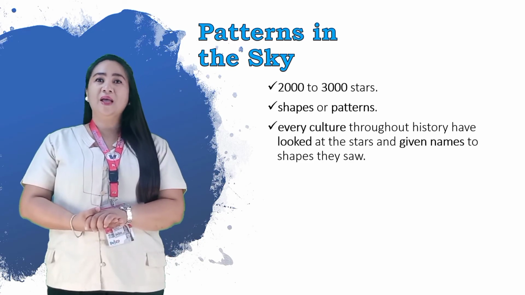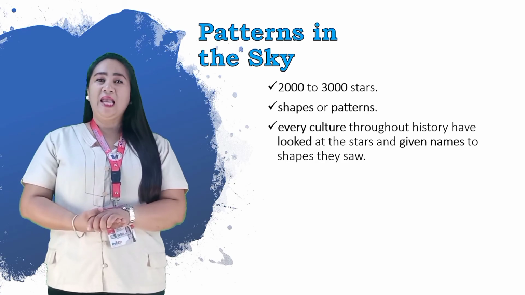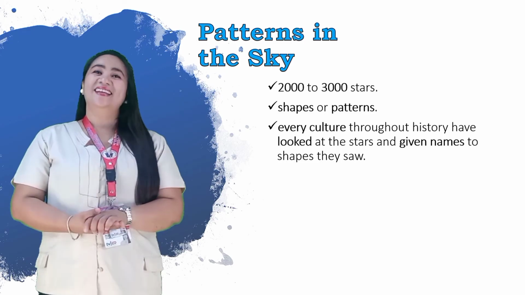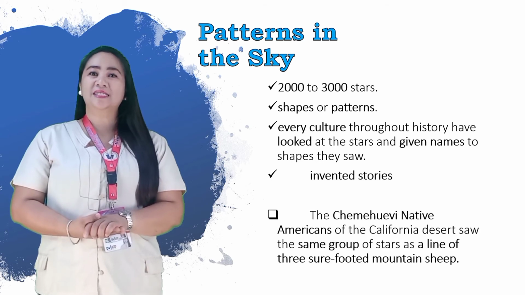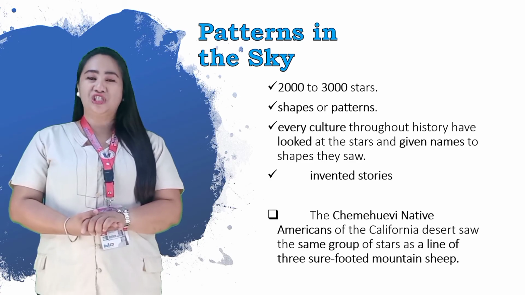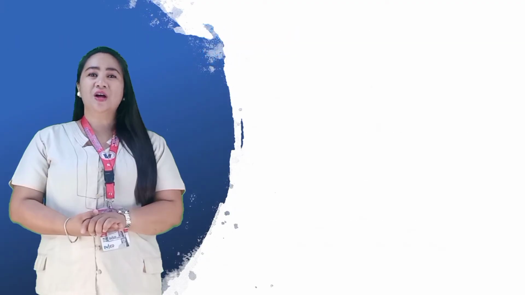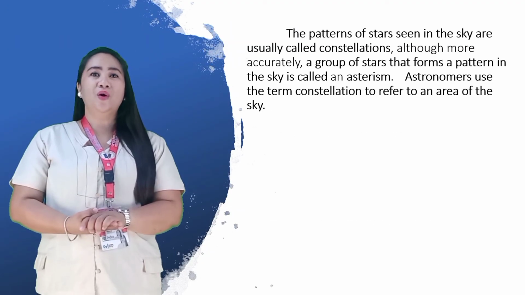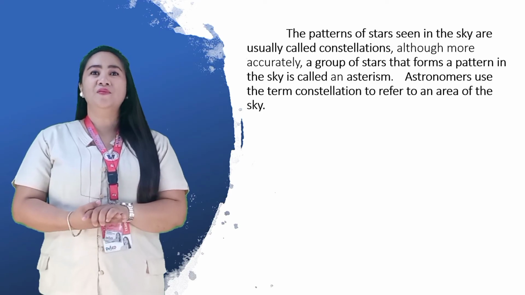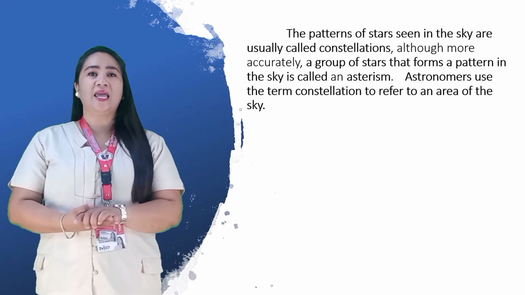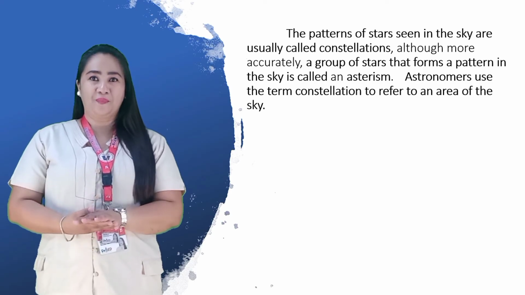For example, the pattern that the Greeks named Orion, the hunter, was also seen by the ancient Chinese, who saw it as a supreme warrior named Shen. The Chemehuevi Native Americans of the California desert saw the same group of stars as a line of three sure-footed mountain sheep. The patterns of stars seen in the sky are usually called constellations, although more accurately, a group of stars that form a pattern in the sky is called an asterism.